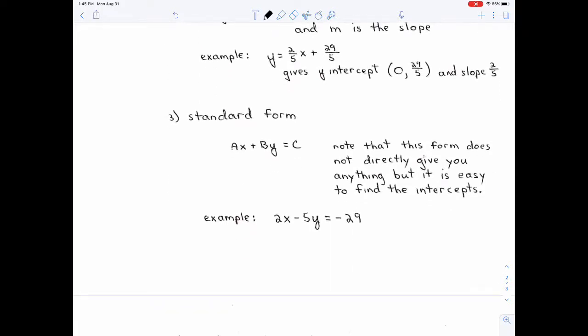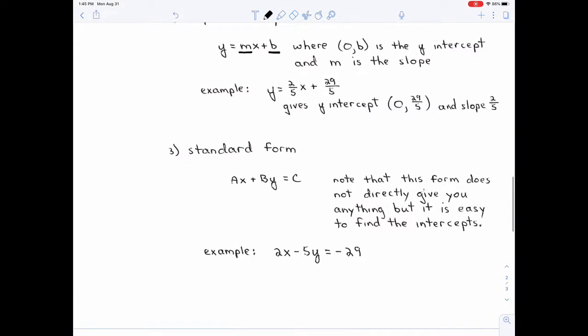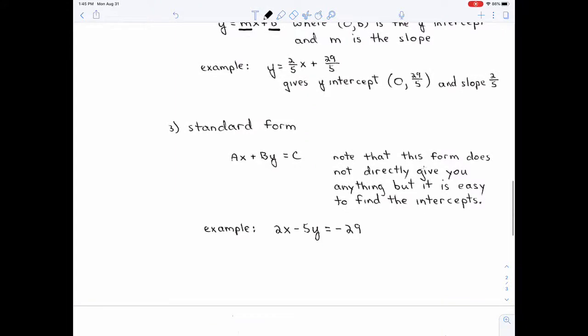Okay, standard form. And again, in a second, I'll tell you how you can know which form you're looking at. Notice the name doesn't really say anything. Up here, point-slope tells you the point, tells you the slope. Number 2, slope-intercept, tells you the slope, tells you the y-intercept. Standard, what does that mean? This doesn't tell you anything directly, but what you can figure out very quickly is you can find the x and y-intercepts. So for example, 2x minus 5y equals negative 29. I showed you how to do this the other day. The x-intercept is going to be 29 halves, comma 0.